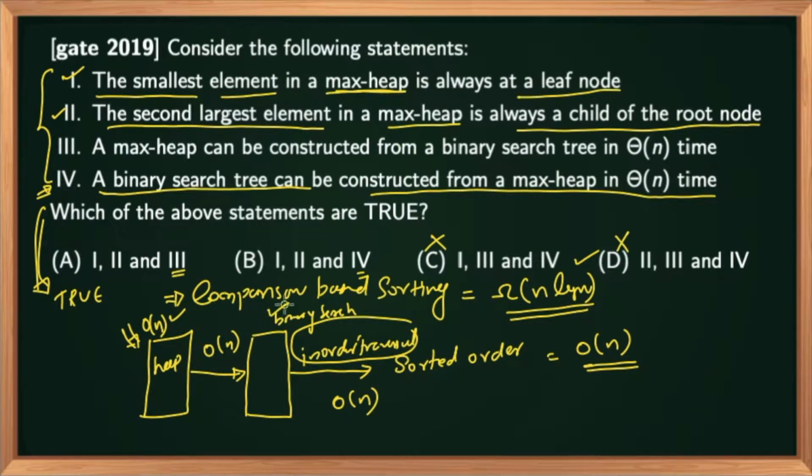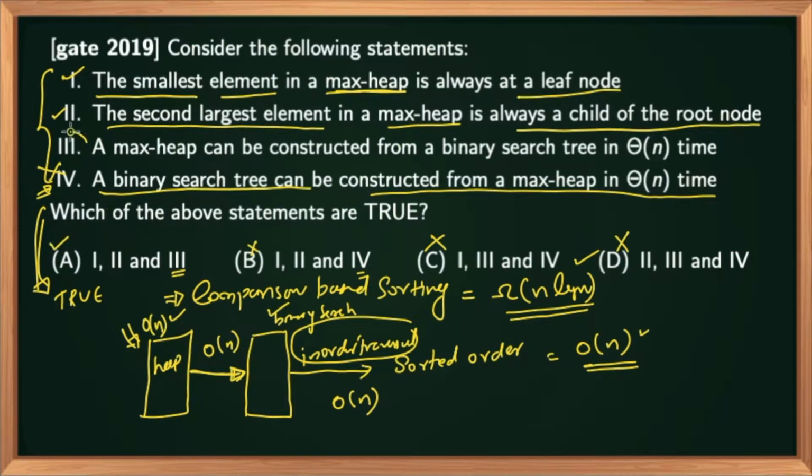In a comparison based sorting, you need to have minimum n log n. So if this conversion is possible, that means you can sort in order of n time. So the fourth option is wrong. So choice B is wrong. So the correct option should be A.